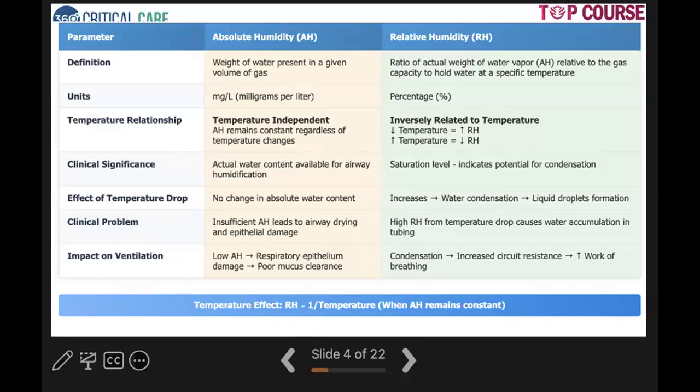The absolute humidity is going to humidify the airway as per its value. The relative humidity is going to tell us whether the device is going to condense unnecessary fluid, or whether it is going to adequately maintain the water vapor according to the capacity of the circuit.